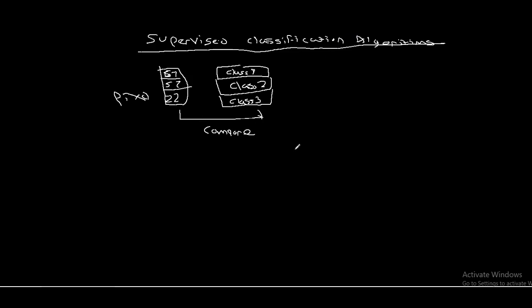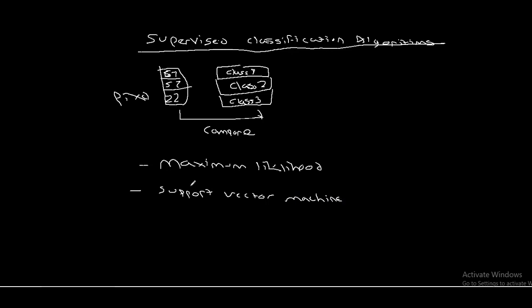And I want to make clear that there are so many different options to do these sort of classifications, but we're going to talk about three. We're going to talk about maximum likelihood, support vector machine, and random forest.